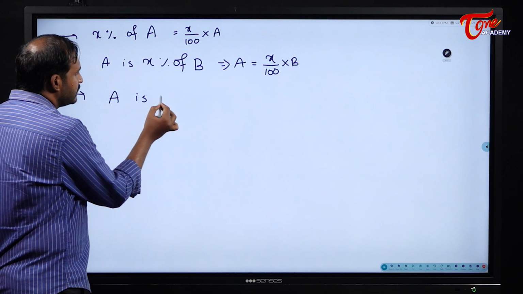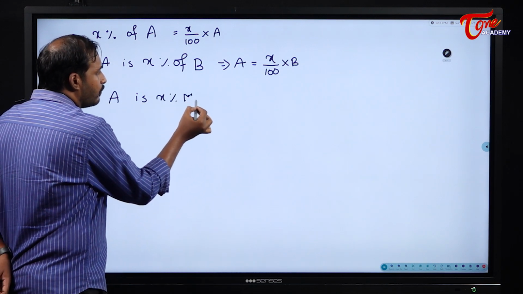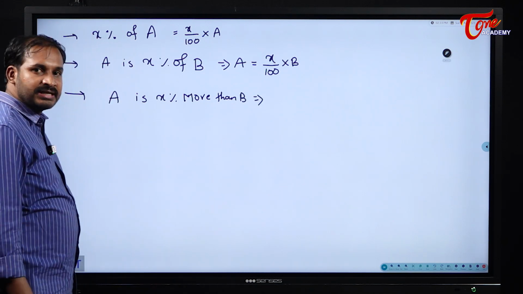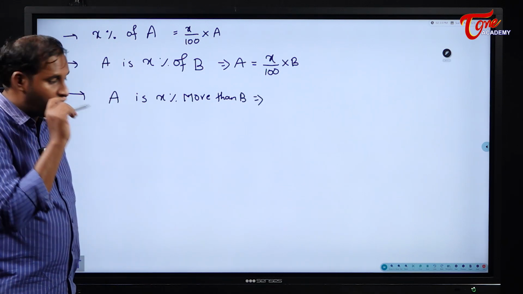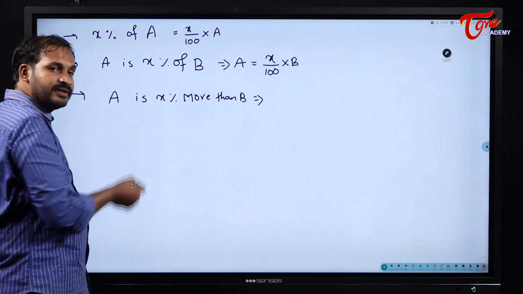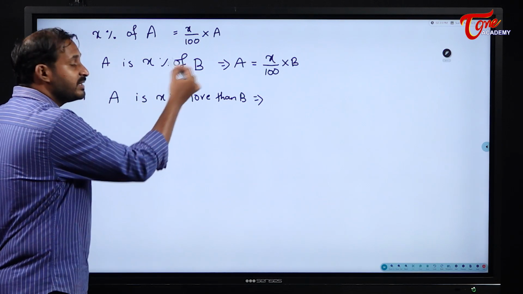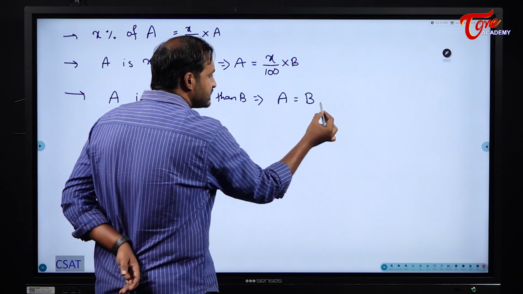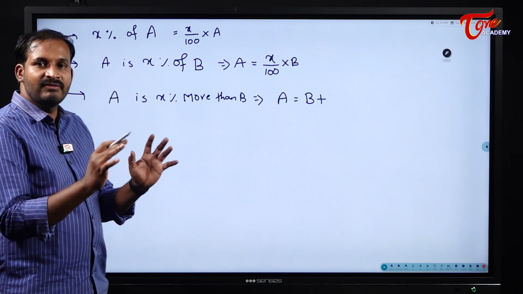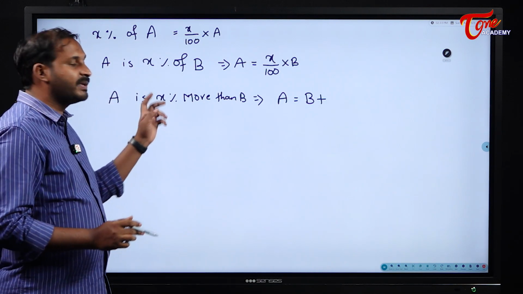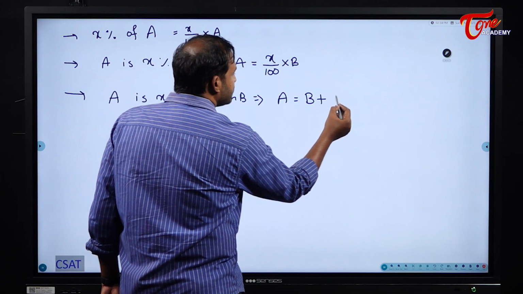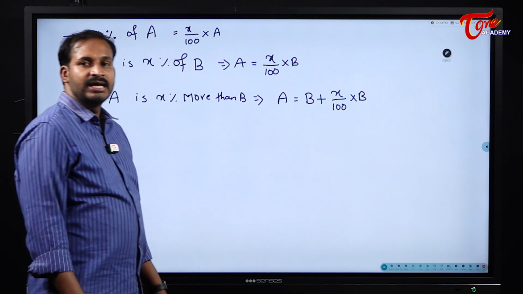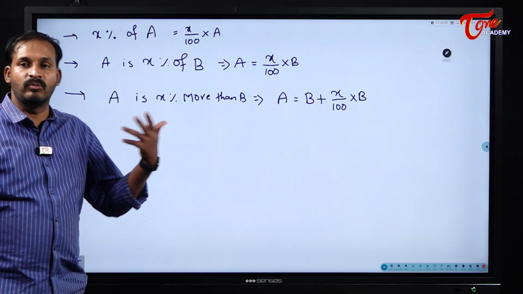Next, A is X percent more than B. There is a lot of difference between these two things, students. A is X percent more than B means how are you going to write it? A is equal to B plus, because the B value is already there, and it is more than B by X percent of B, that is X by 100 into B. So the A value will become B plus X by 100 into B. Why? Because it is more.